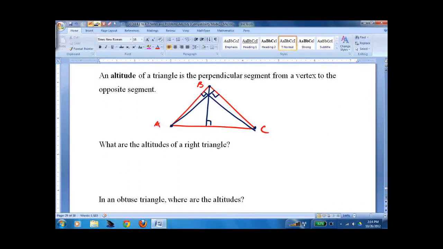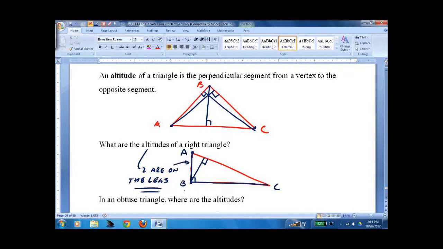On a right triangle, you already have a 90-degree angle. So if you look for the altitude here, it's at a right angle, but the altitude here and the altitude here, two of those altitudes are on the legs of the right triangle. Again, an altitude is from a vertex perpendicular to the other side.